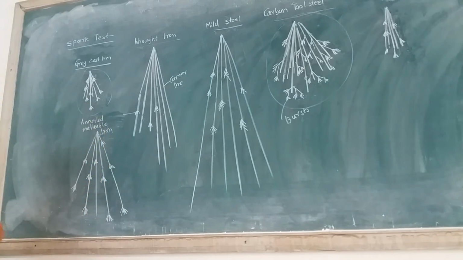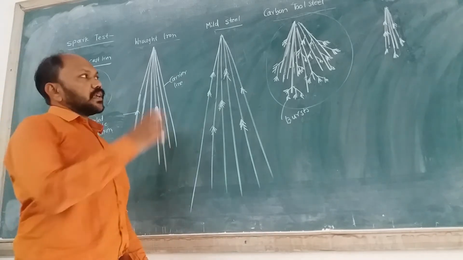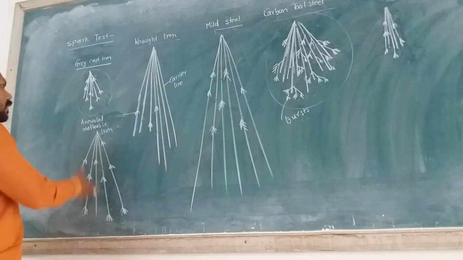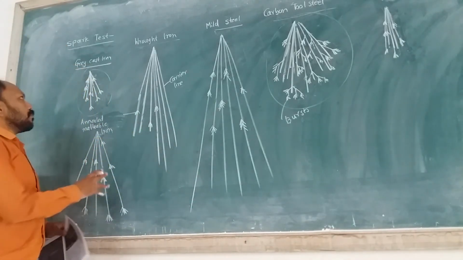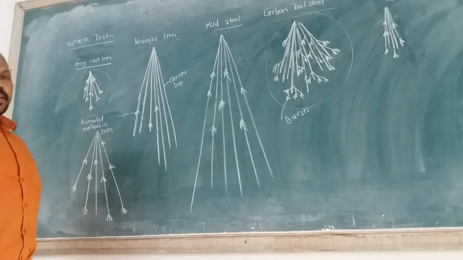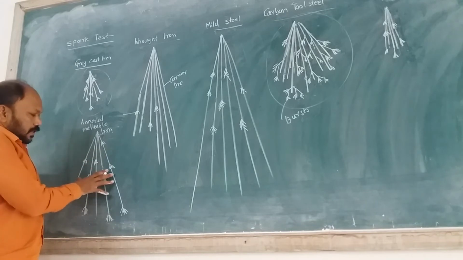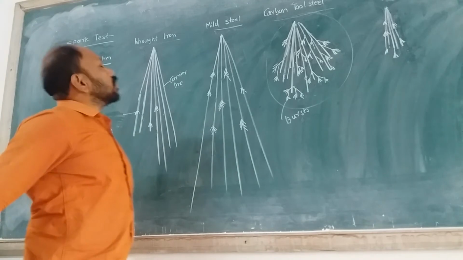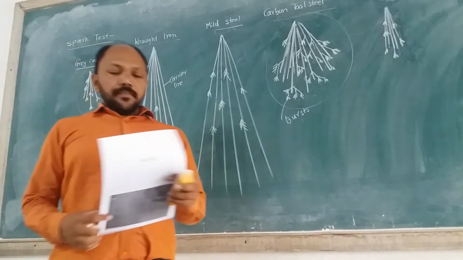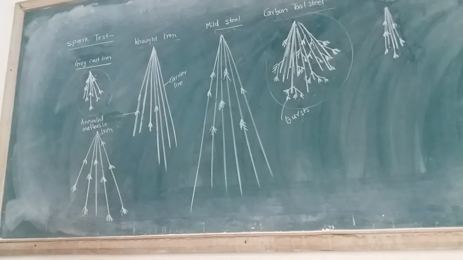this is annealed malleable iron. The length is more than grey cast iron and white cast iron, but this length is less than wrought iron and mild steel. Okay, and forks are more than grey cast iron and white cast iron, but forks are, sorry, this thickness, if we consider this thickness, is also less as compared to wrought iron and mild steel. So this is about the different types of metals if we observe.